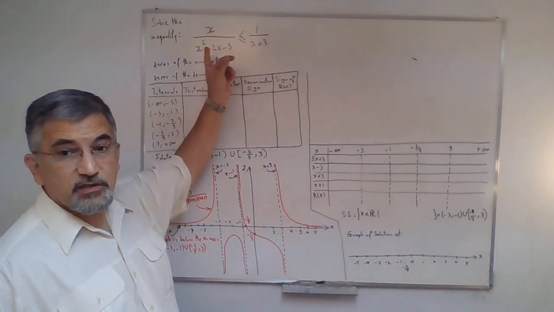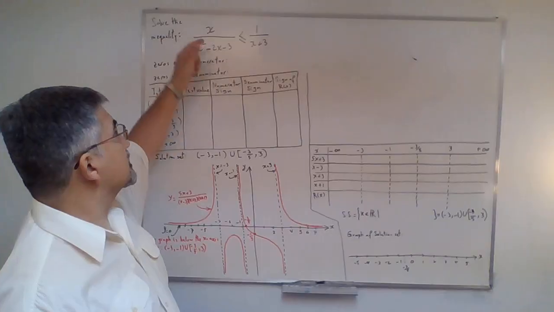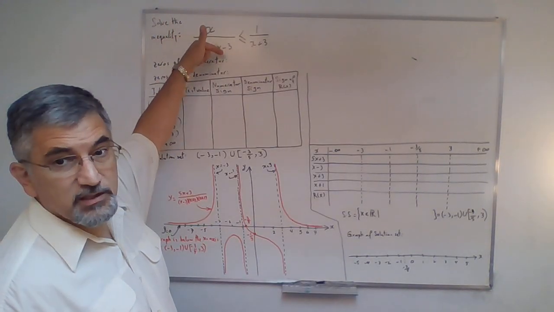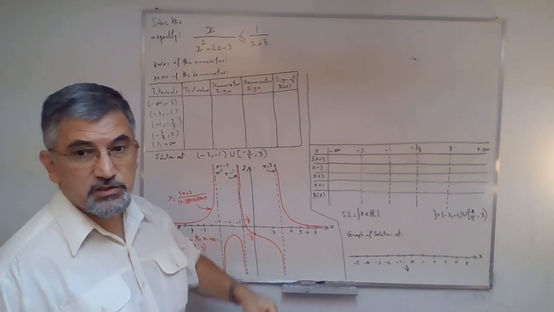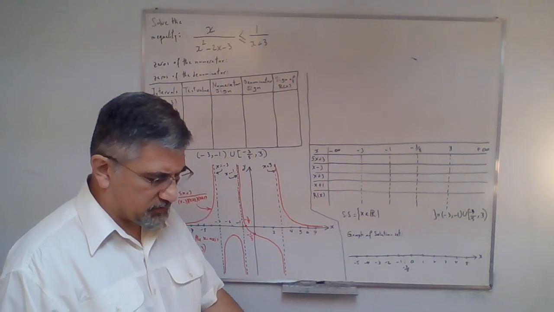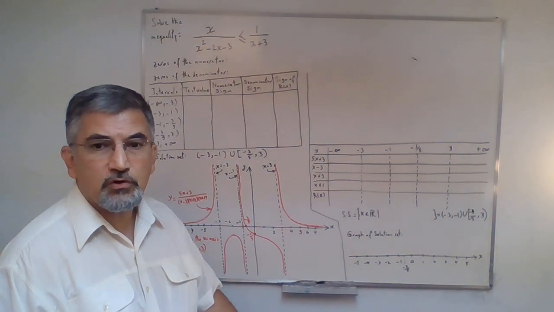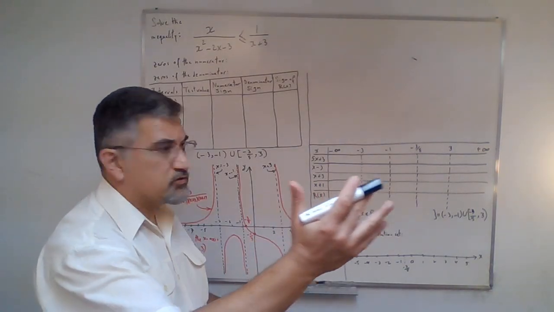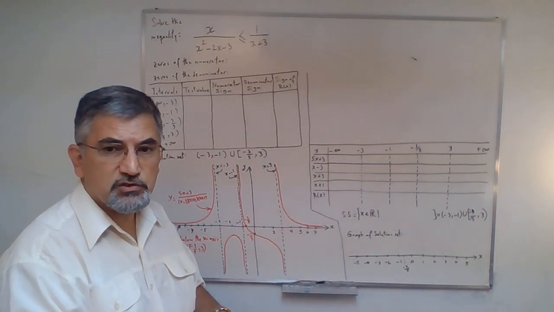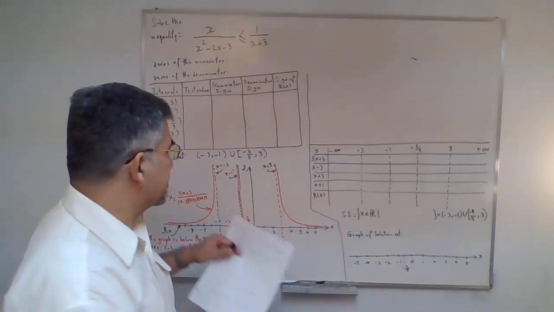We have a rational inequality. It says x over x squared minus 2x minus 3 less than or equal to 1 over x plus 3. On both sides you see some rational expressions. The first thing we do, we are going to simplify this inequality a little bit by transposing all the terms to one side of the equation so that we end up with 0 on the other side.